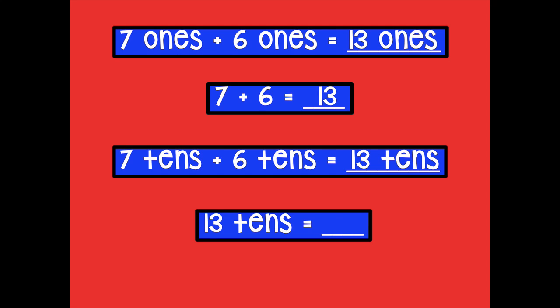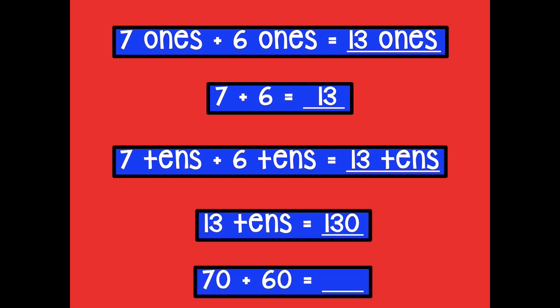Well, friends, if I know that 10 tens equal 100, I know that out of the 13, I can break that into a 10 and a 3. So that's 100, 10 tens equals 100, and 3 tens left over equal 30. So 130. Can I use that to help me solve 70 plus 60? Yeah, I sure can. I can think of 70 as 7 tens and 60 as 6 tens. So 7 tens plus 6 tens equal 13 tens, which is 130. So we can use those to help us.